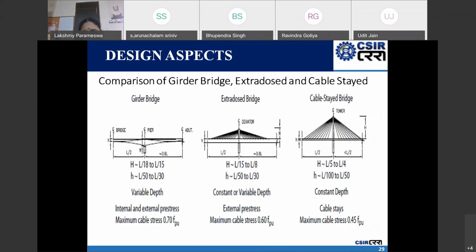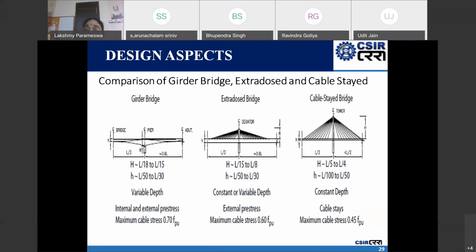So the interesting aspect is that in the case of a cable stayed bridge, you can see that the height of the pylon is somewhat L/5 to L/4 of the span length, but here it is only L/15 to L/8. So there is a difference. And also, what is the depth of the deck? Here for the cable stayed bridge, it is L/100 to L/50. That is, even your 250 meter span will have 2.5 meter depth. But here it will be something like 4 or 5 meter.